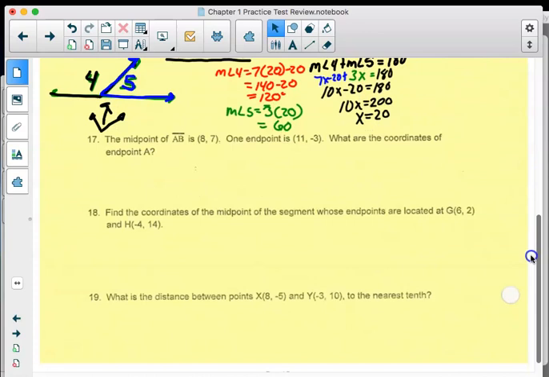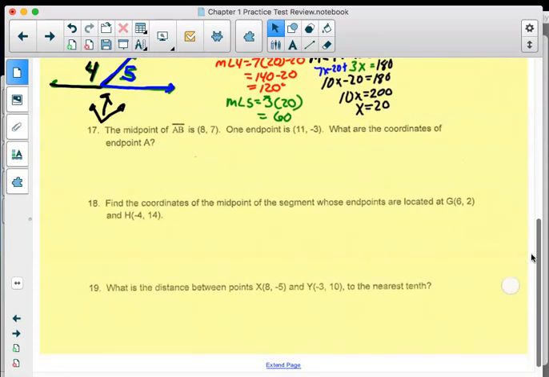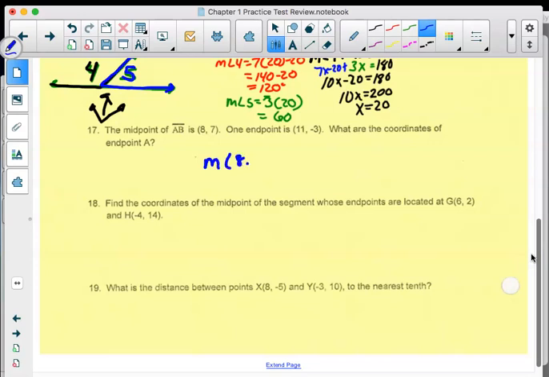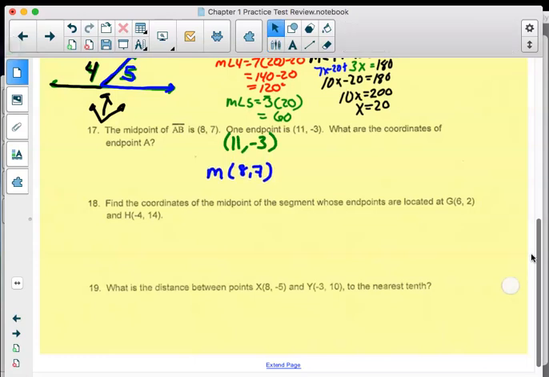Now, in problem 17, the midpoint of segment AB is provided. So I'm giving you the midpoint, 8, 7. Okay, they give me one endpoint, 11, negative 3. Okay, that's one endpoint. I'm just going to adjust this a little bit so I got some space.